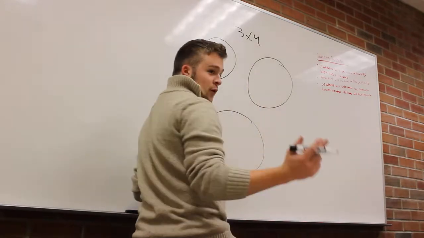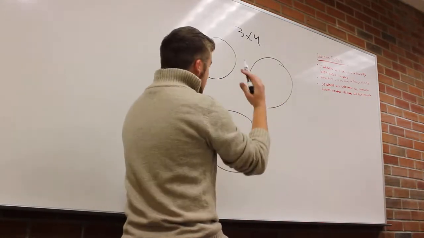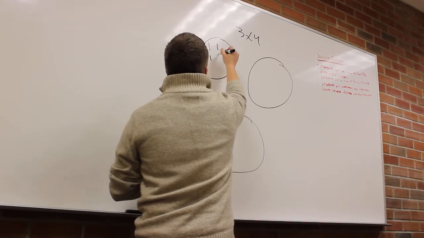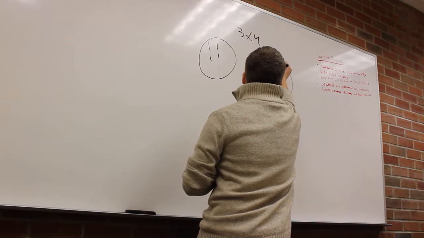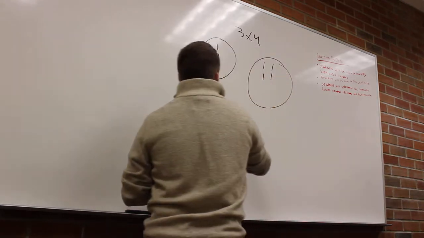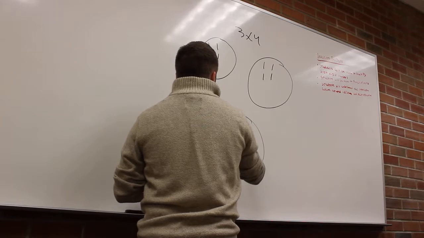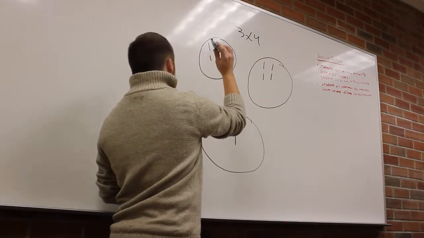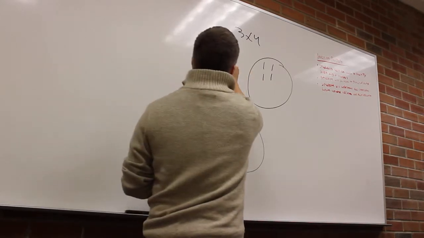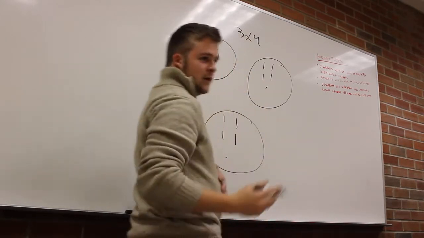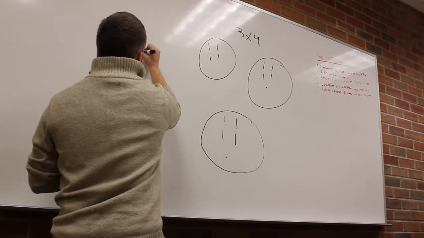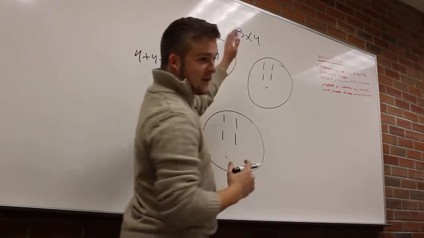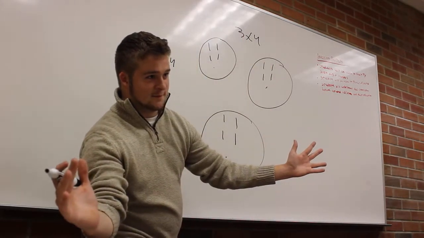Now, I'm going to draw this on the board so you guys can see what it looks like when grouped. So, 1, 2, 3, 4. 1, 2, 3, 4. 1, 2, 3, 4. Now, I have three groups of 4 popsicle sticks. 1 group, 2 groups, 3 groups. And this equals 4 plus 4 plus 4, which is the same as 3 times 4.